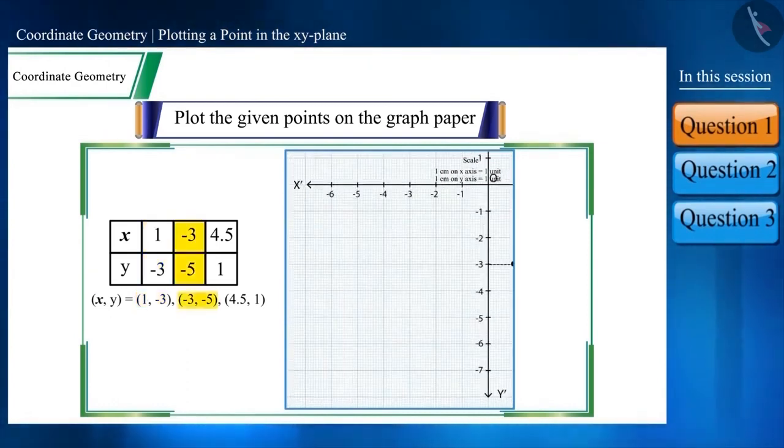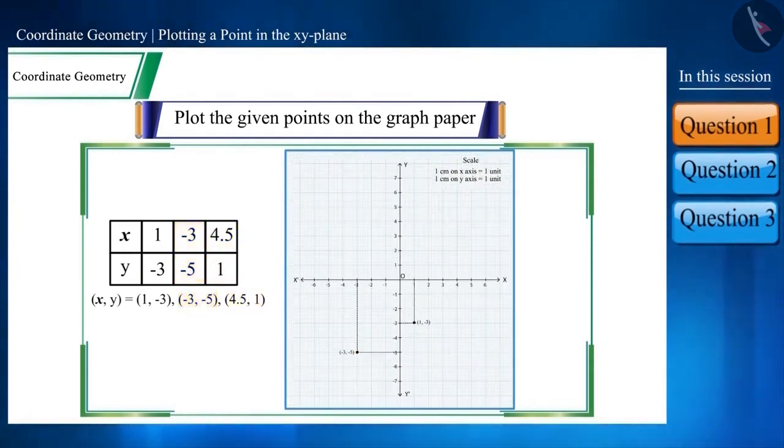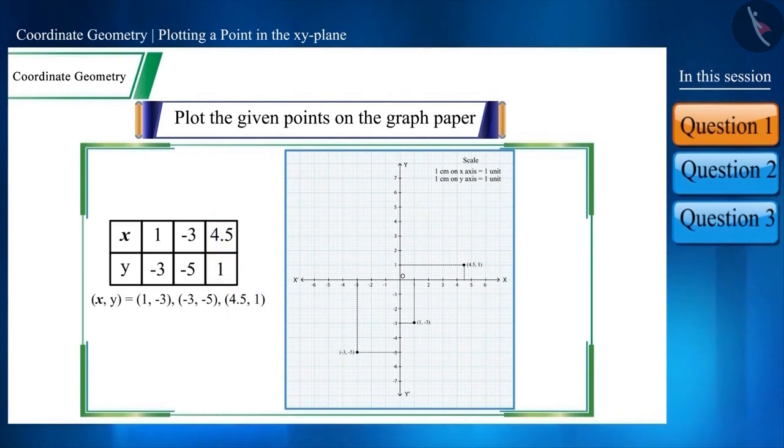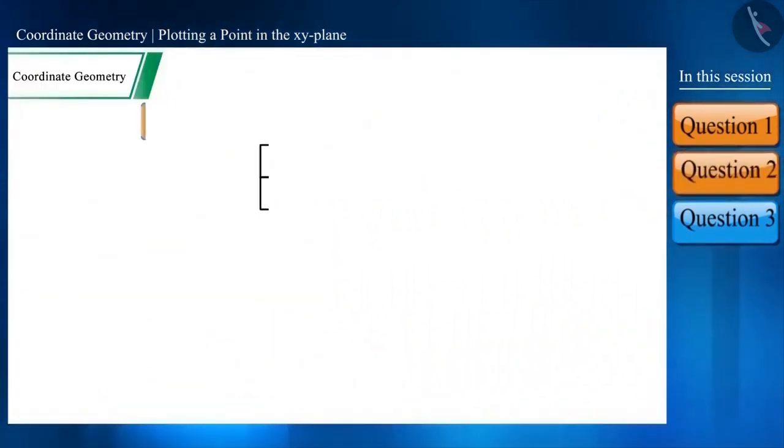The second point is located at -3 on the x-axis after moving downwards by -5. And likewise, the third point is located in the first quadrant, between 4 and 5, where it is plotted 1 unit above 4.5. Let us now take the next question.